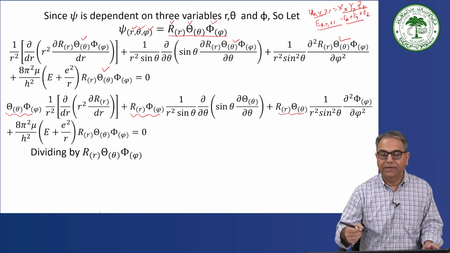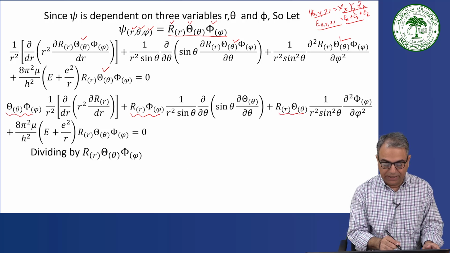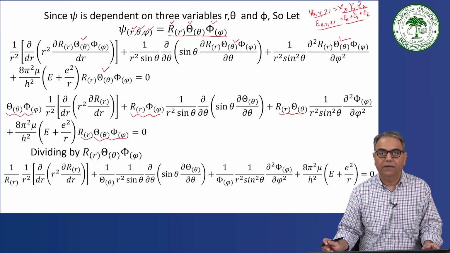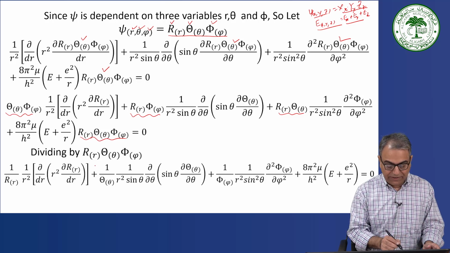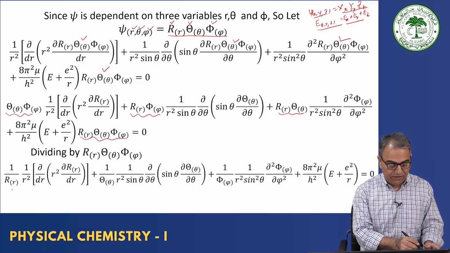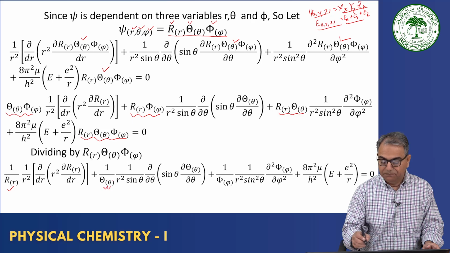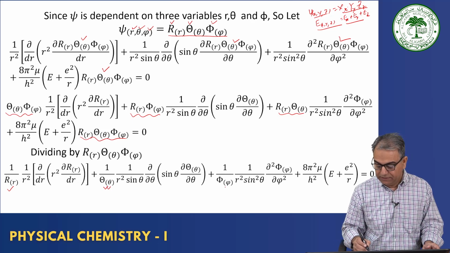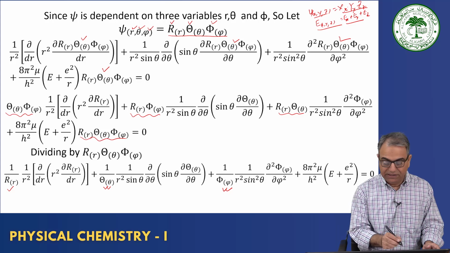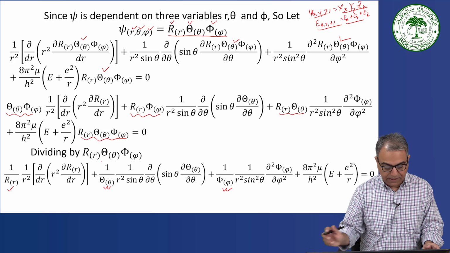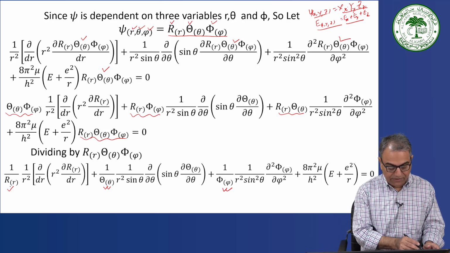Now you want to get rid of these constants, so divide the whole equation by R, Theta, Phi. By dividing by R Theta Phi, they will go. Look at this one. If you divide by R Theta Phi, you have 1 by R only. Here you will have only 1 by Theta. Here you have only Phi. And if you divide this by this one, you get nothing, it's 1. So the equation becomes a little simpler.